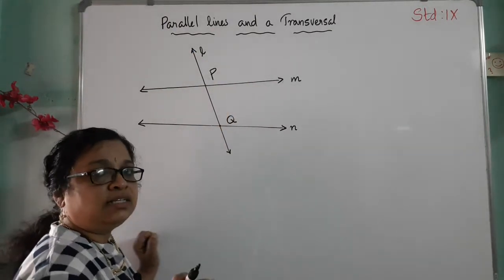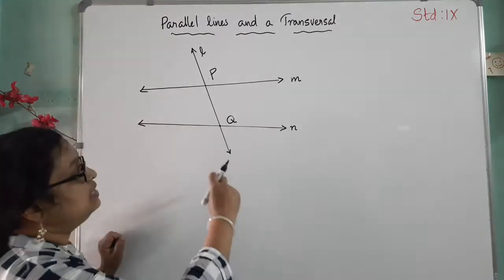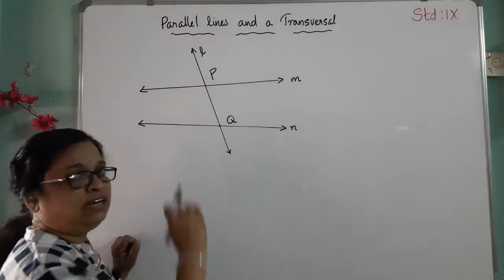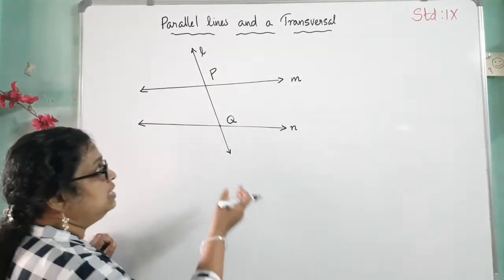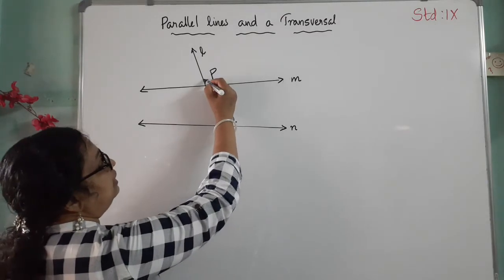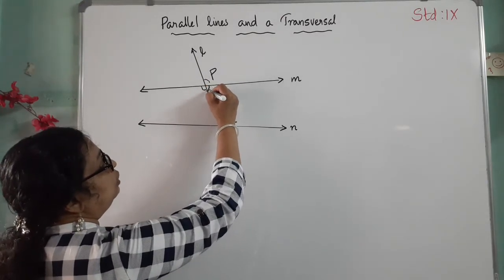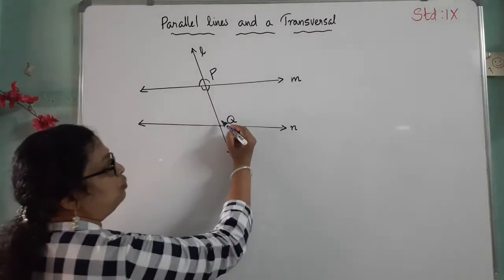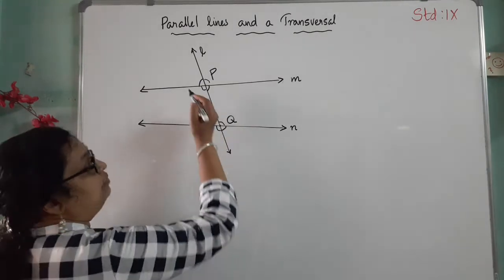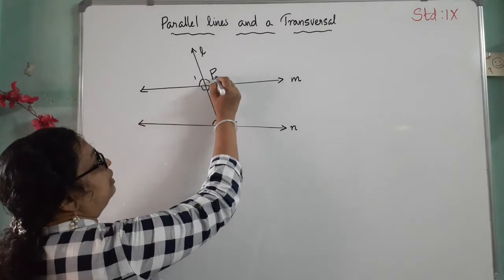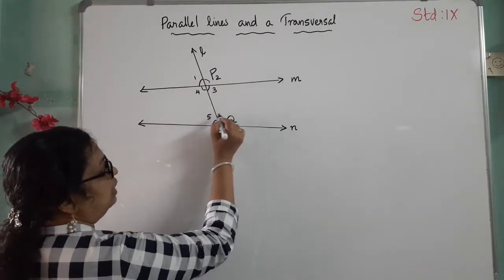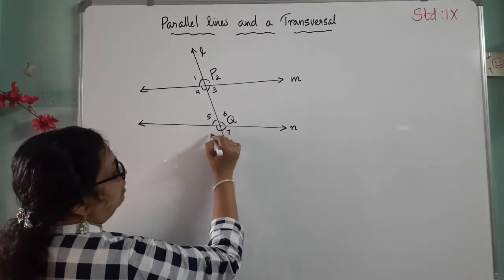Then in earlier classes you studied that when a transversal intersects two lines at distinct points, pairs of angles are formed, and their names also you studied. Here at this point 4 angles are formed, and at this point also 4 angles are formed. We can name them 1, 2, 3, 4, and 5, 6, 7, 8.